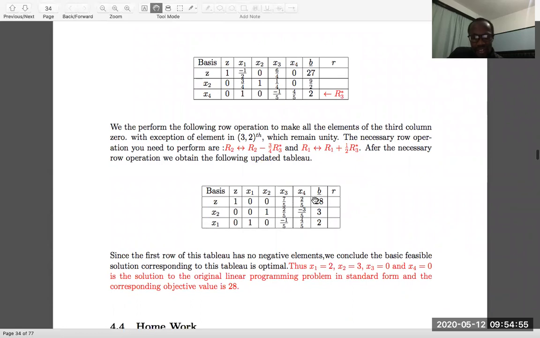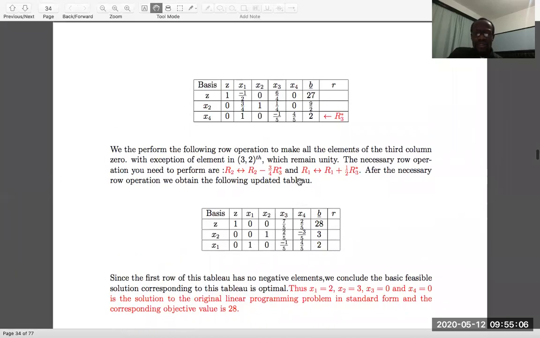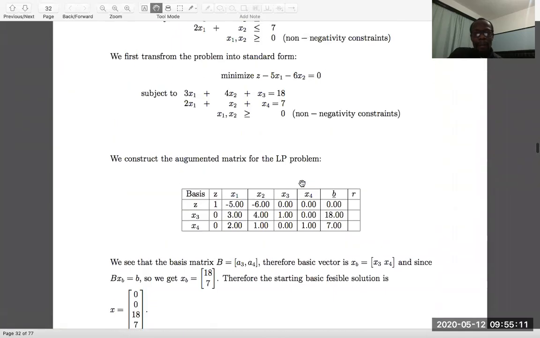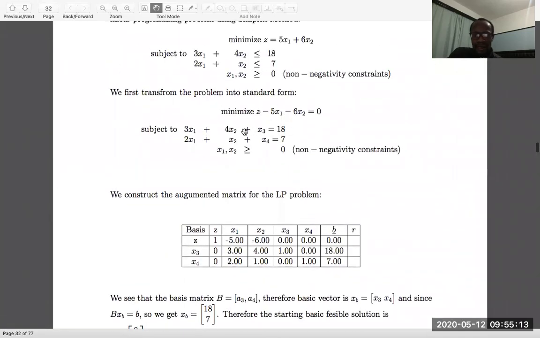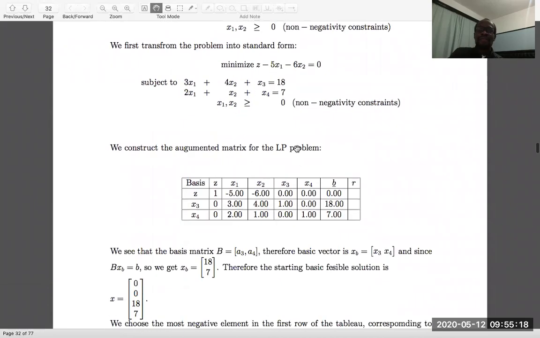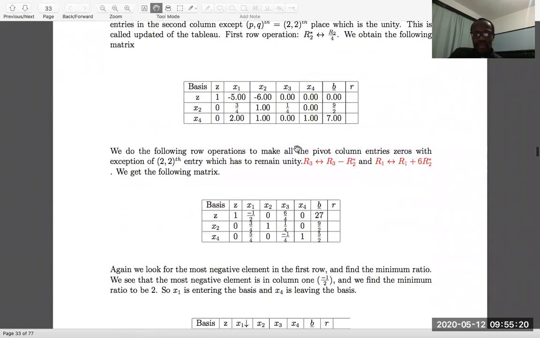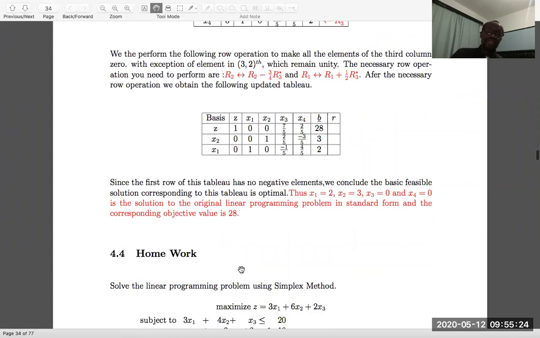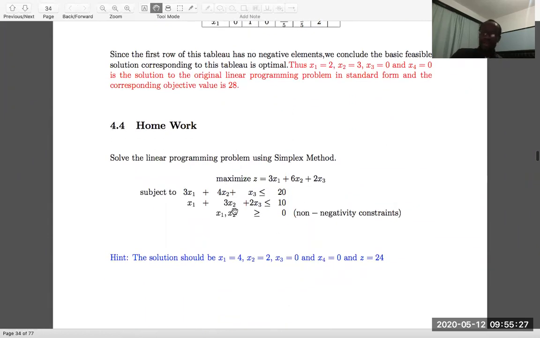Z is equal to 28. X1, when everything else is 0, is equal to 3. And X2 is equal to 3. And X4, when everything else is equal to 0, is equal to 2. And when you substitute those values in our equation here, it should give us a maximum or a minimum value, right? So for us, we got the minimum value to be 28. So homework, as always, there is more homework.